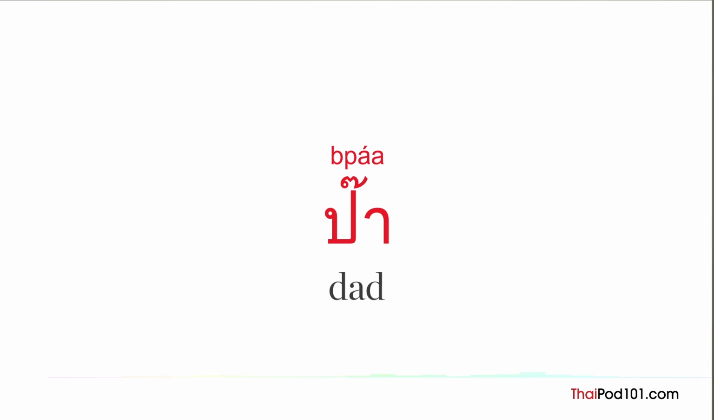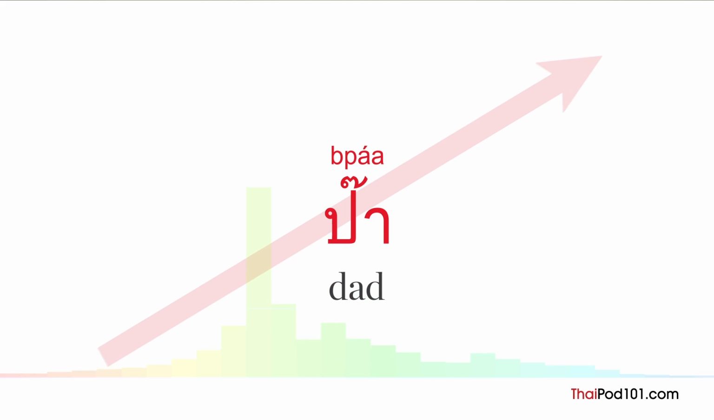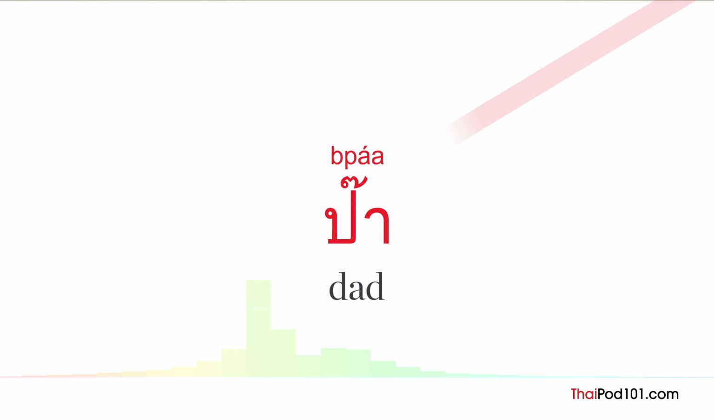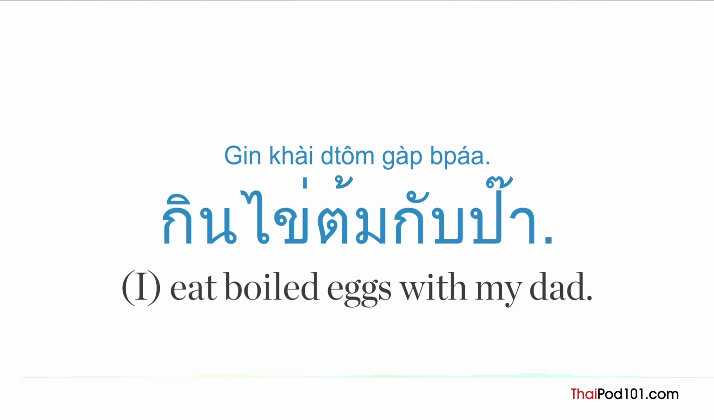For example, take the word pa or dad. You can hear that my pitch went high when saying this word. Now, let's say it in a sentence. กินไข่ต้มกับป๋า I eat boiled eggs with my dad. The last word and syllable of this sentence is in high tone. You can hear that it's the only word in this sentence that has a high pitch without a falling tone.